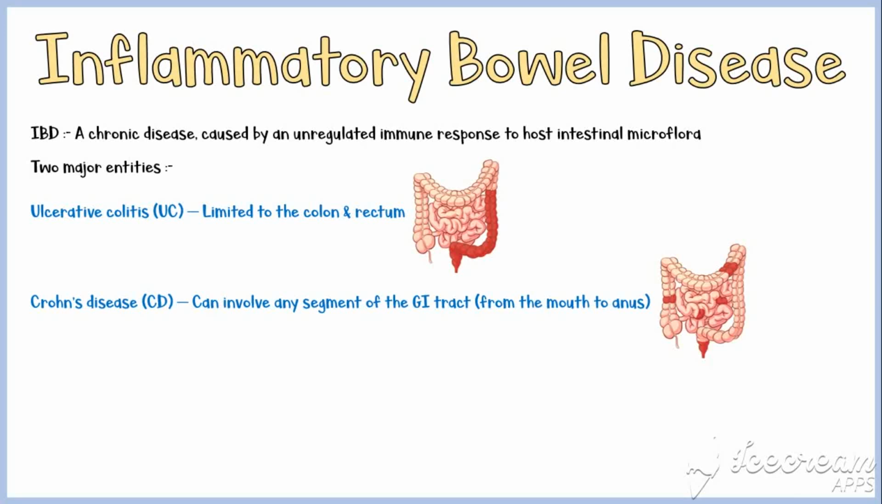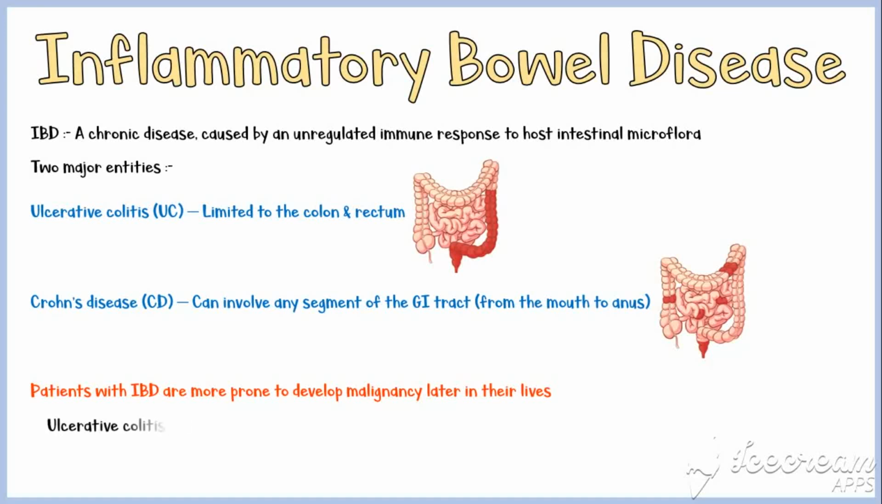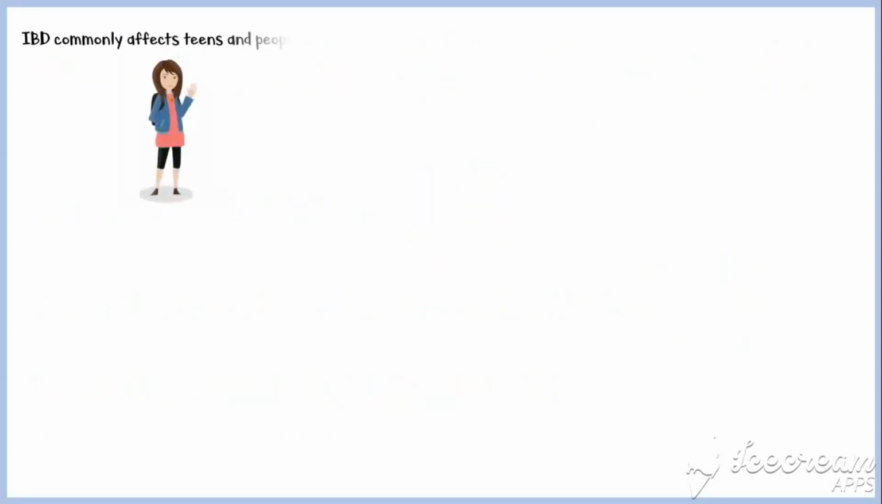Patients with inflammatory bowel disease are more prone to develop malignancy later in their lives. Ulcerative colitis patients tend to develop colon cancer, whereas Crohn's disease patients tend to develop cancer in the small intestine. IBD commonly affects teens and people in their early 20s.